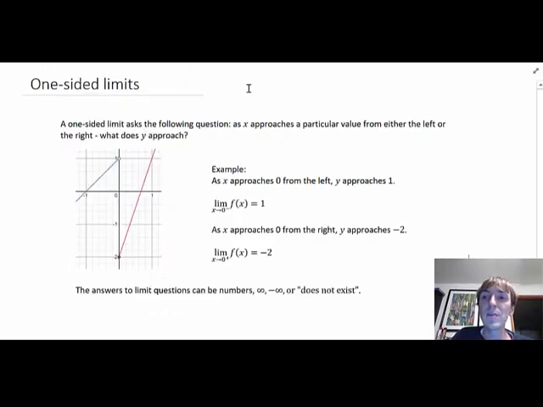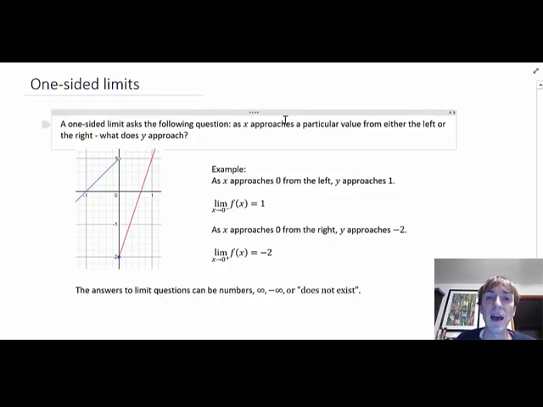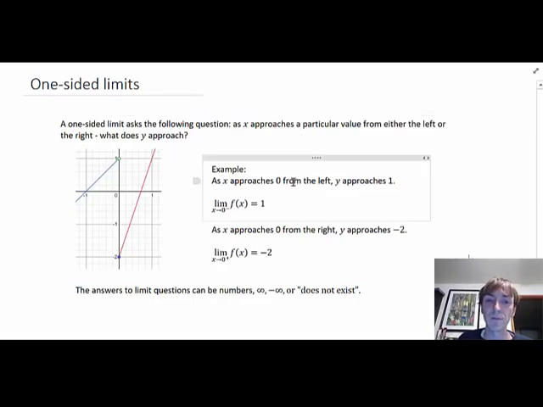So there are different types of limits, or basically different ways that I can ask this question. And the first way is a one-sided limit. A one-sided limit asks the question that we asked in the last slide, as x approaches a particular value from either the left or the right, what does y approach? Okay, so part of the question will always be, what is x approaching? And is it approaching it from the left or from the right?